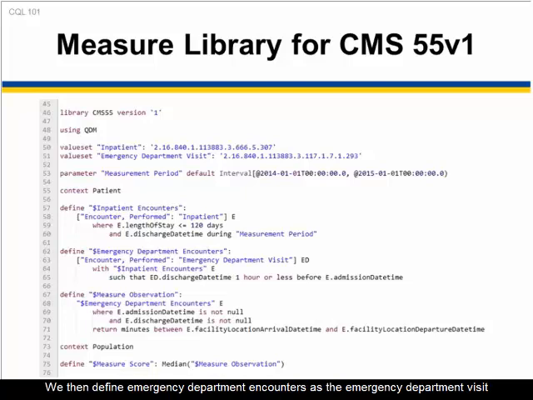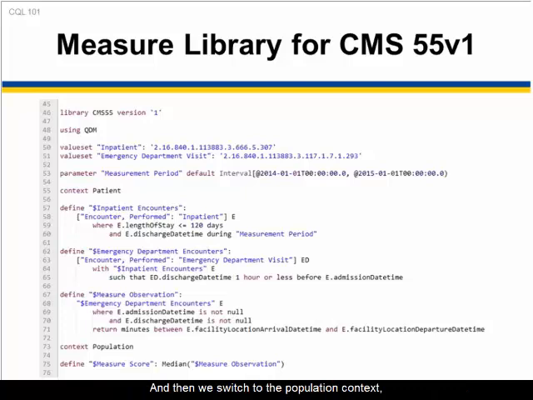We then define emergency department encounters as the emergency department visit with the inpatient encounters such that the emergency department discharged 1 hour or less before the inpatient admission. And then we define the measure observation as for each of those emergency department encounters that have admission and discharge dates, we want the minutes between the facility location arrival and departure date times. And then we switch to the population context and define the measure score as the median of that measure observation.